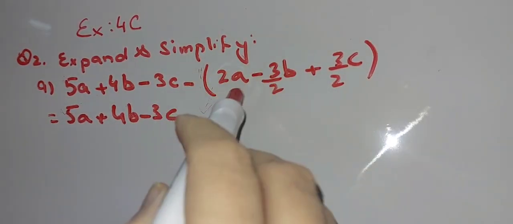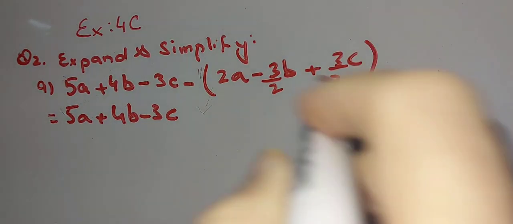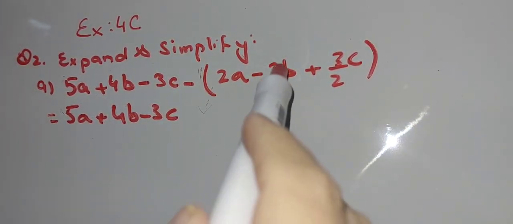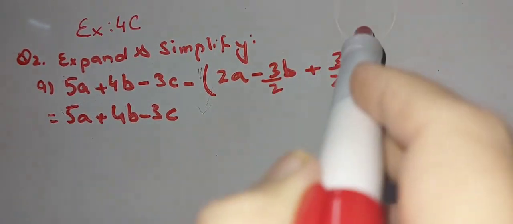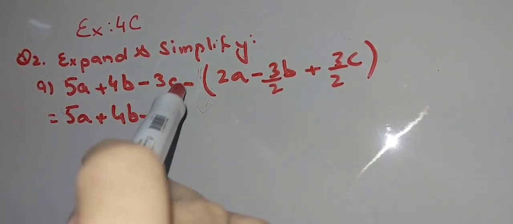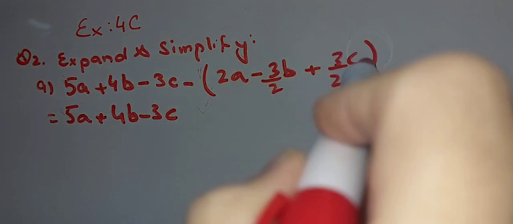First of all, inside the bracket you will see whether you are able to solve the bracket or not. Look, 2a, 3 upon 2b, 3 upon 2c. All the terms are with different variables, so we are not able to add or subtract any term. So simply we will open the bracket. Now this minus sign is going to multiply with every term inside the bracket.